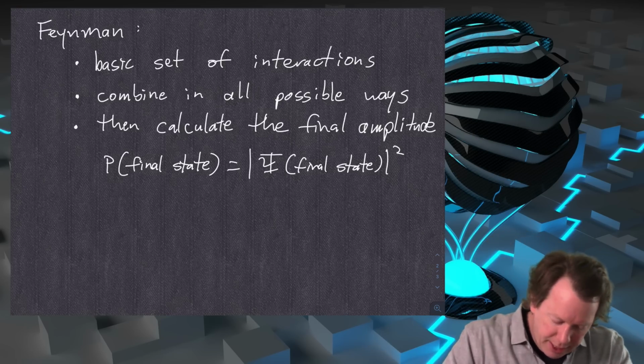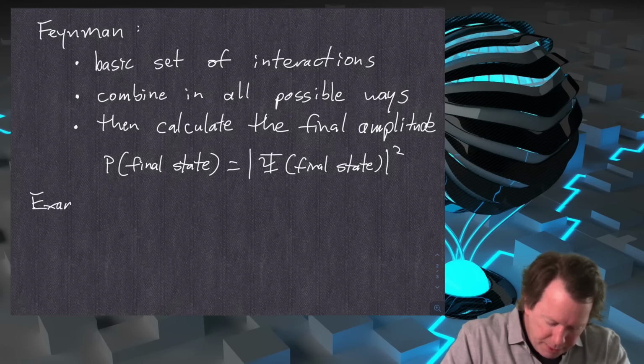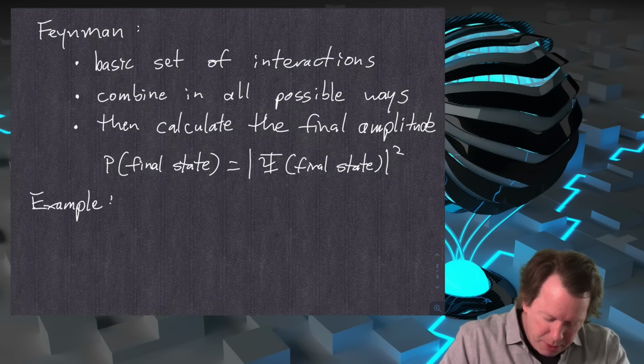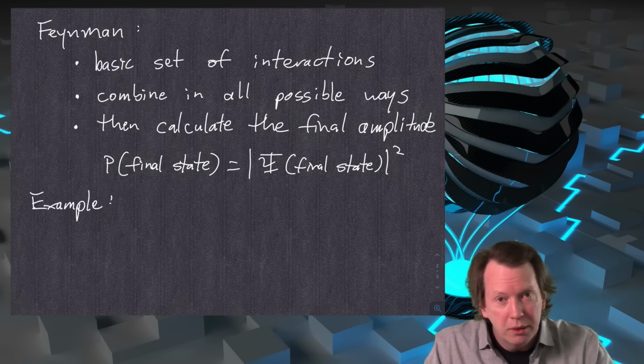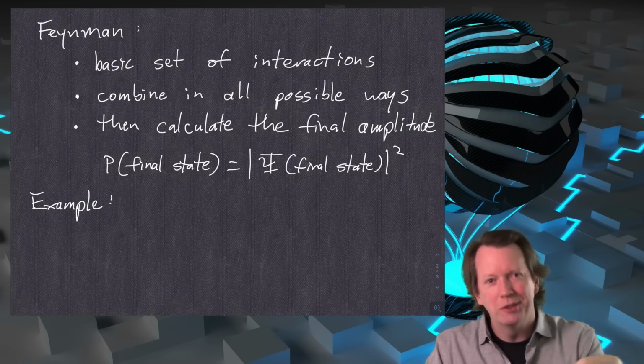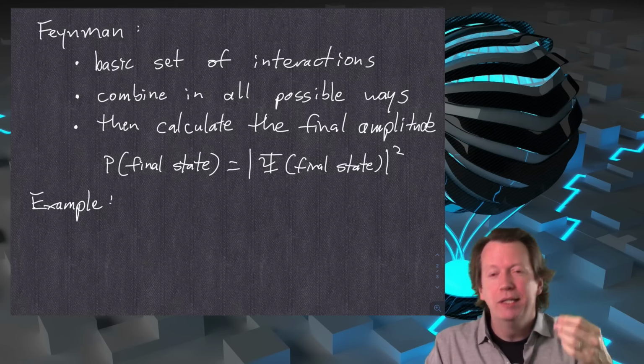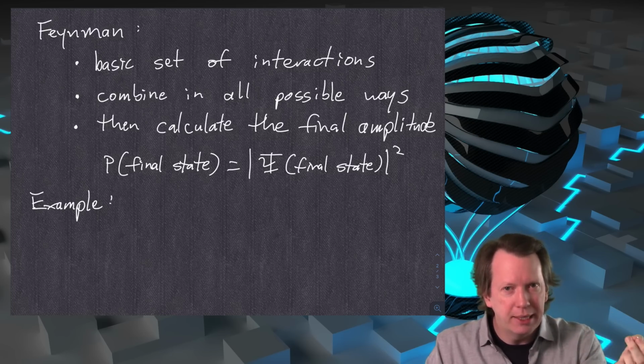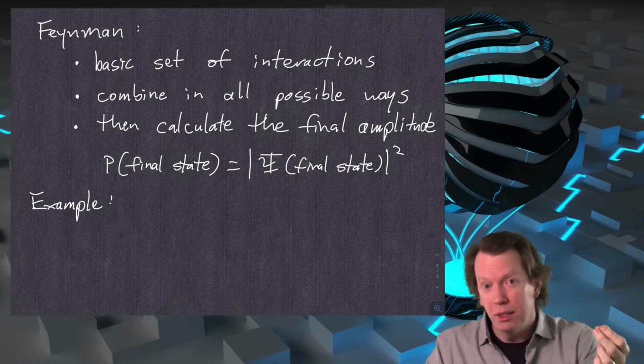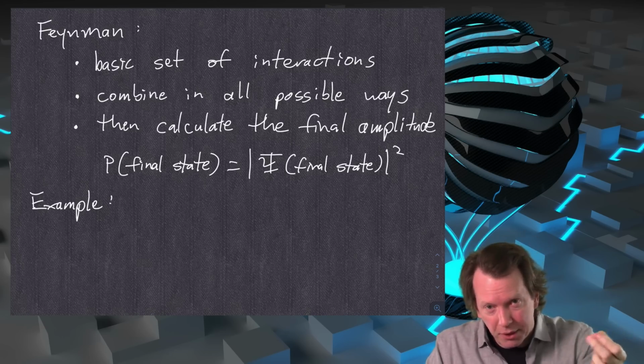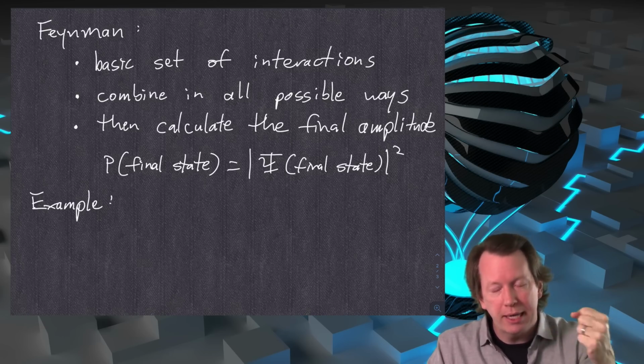Okay, so here's an example. The example I just mentioned. Let's think about an electron and a positron. Remember that Paul Dirac taught us that there's things called antiparticles. So an electron is a tiny particle with a negative charge, and a positron is a tiny particle with a positive charge, which is the antiparticle of the electron.